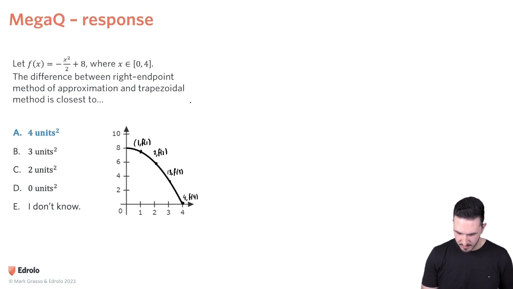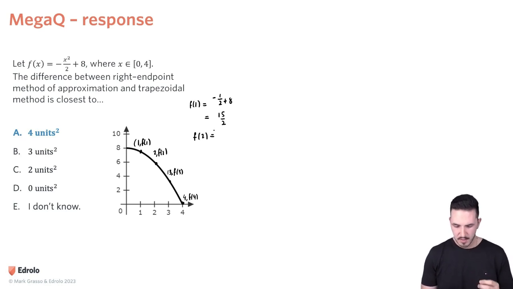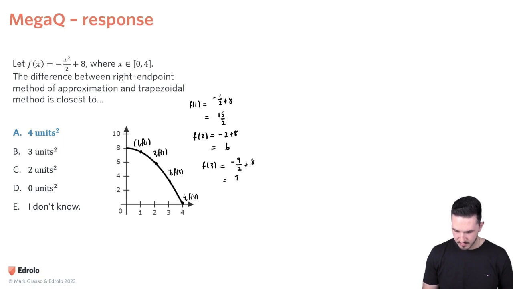So we have f of 1 is equal to negative 1 over 2 plus 8, which is equal to 15 on 2. F of 2 is equal to negative, so it's 2 squared, which is 4 on 2 is 2. So negative 2 plus 8 is 6. F of 3 is equal to negative 9 on 2 plus 8, which is equal to 7 on 2. And finally, f of 4 is equal to 0.